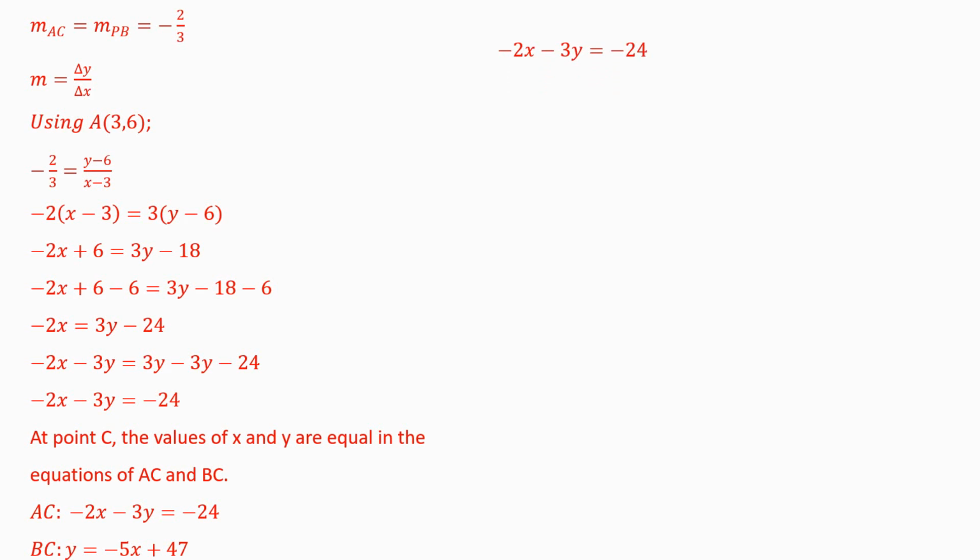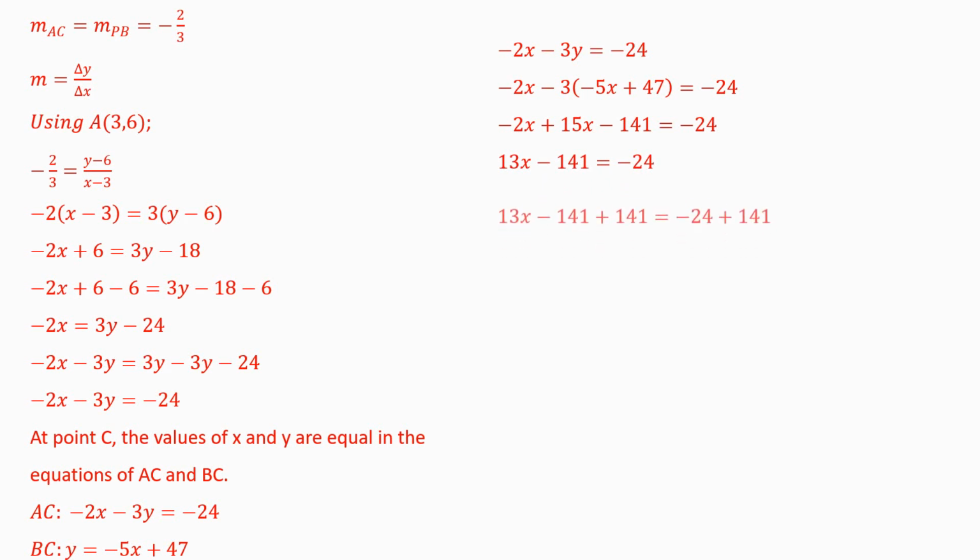So we shall substitute y with negative 5x plus 47. We open the bracket to have negative 2x plus 15x minus 141 is equal to negative 24. Put the like terms together, we have 13x minus 141 is equal to negative 24. We add 141 on both sides of the equation. We have 13x is equal to 117. We divide both sides by 13 and the value of x is equal to 9.